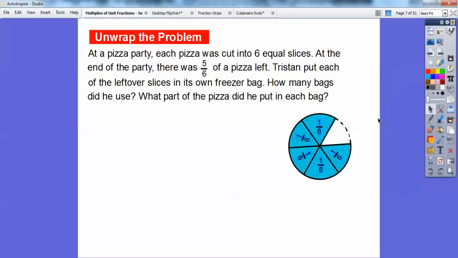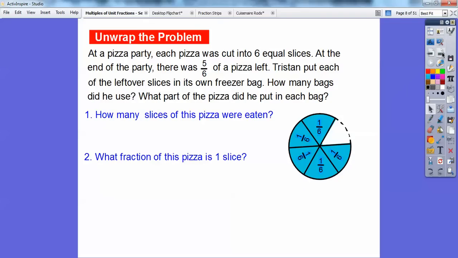All right, so there are 5 of these 6 size pieces here, and this 1/6 is not there right there. That will help us answer some of these. How many slices of this pizza were eaten? Just this one of them was eaten right here. So the answer to that one is 1. What fraction of this pizza is 1 slice? Well, each slice is 1/6 of the pizza right there.